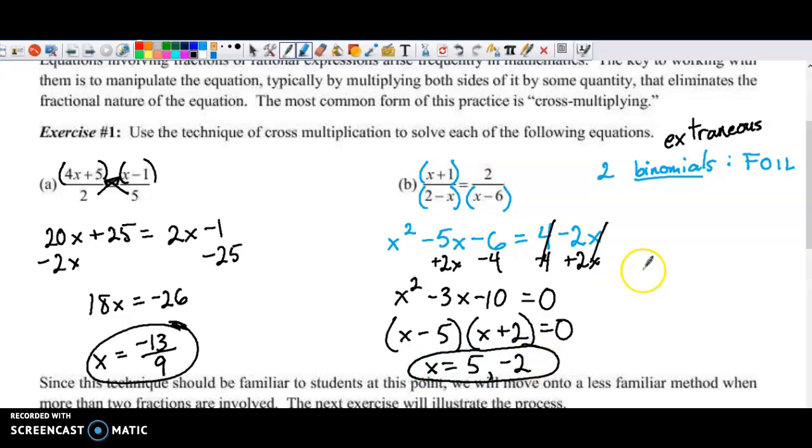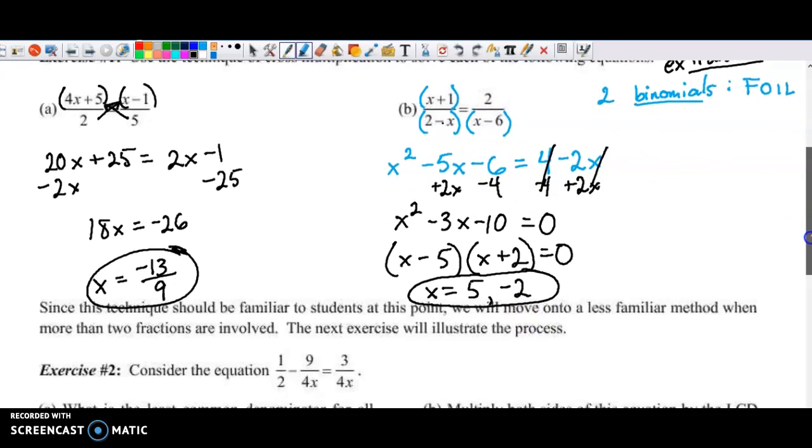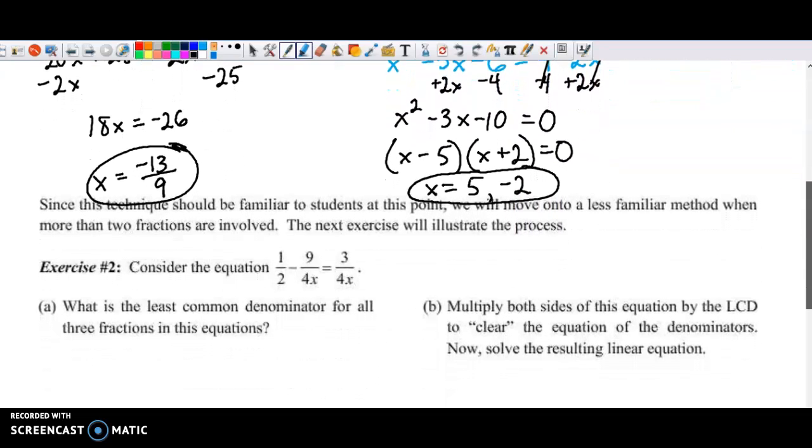And again, it doesn't happen in this one, but you might have extraneous solutions, because if you plug in negative 2 for these x's, you've got to be careful if you're dividing by 0. Well, 2 minus negative 2 is 4. We're fine. So I wouldn't be surprised, though, if we come across a situation where we do have one.